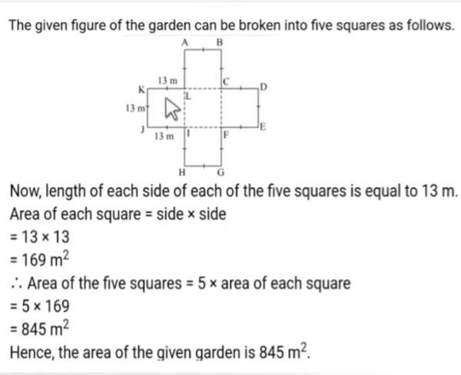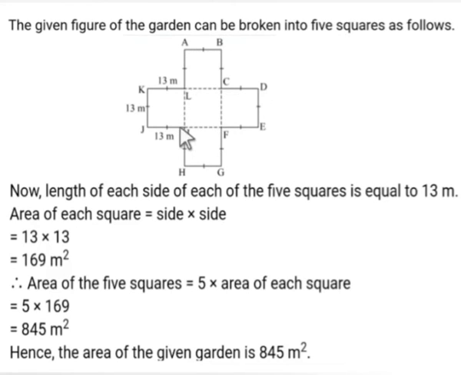Now in order to find the area of the given garden, we will divide it into 5 squares. Just draw the line that joins these two vertices and these two vertices. Like this you will get 5 identical squares in the given garden. Now the length of each side of these 5 squares is the same, that is 13 meters. Now if you find the area of one square, you will get the area of all the 5 squares as they are identical. So we will find the area of one square and multiply it with 5 in order to get the area of the complete garden. Now the given figure of the garden can be broken into 5 squares as follows.